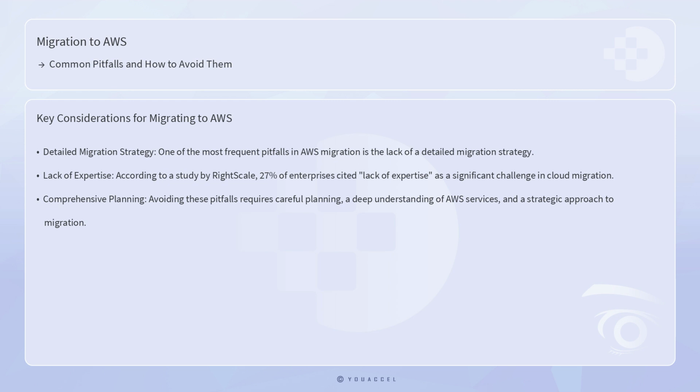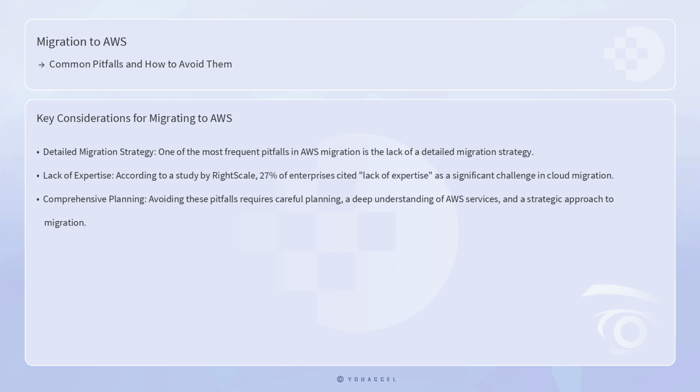One of the most frequent pitfalls in AWS migration is the lack of a detailed migration strategy. Organizations often rush into migration without a comprehensive plan, leading to cost overruns, downtime, and suboptimal performance. A well-structured migration strategy should include a thorough assessment of the existing infrastructure, a clear understanding of the desired architecture, and a phased migration plan.